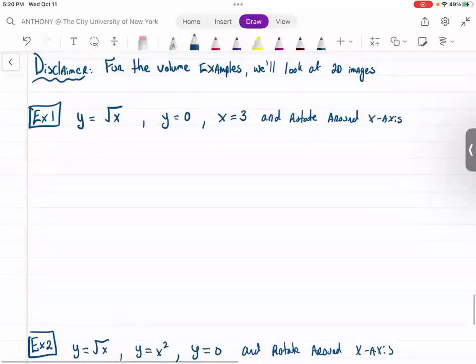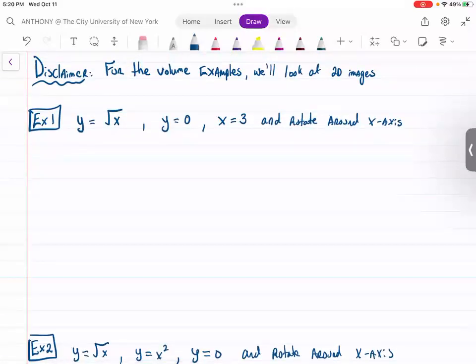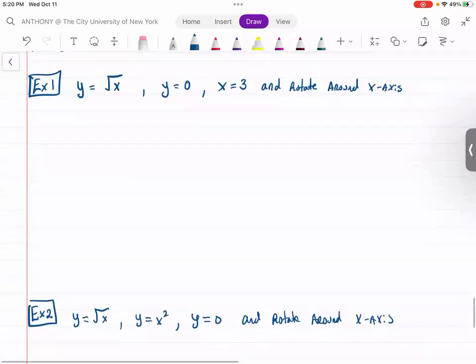All right, so just a quick disclaimer again, everyone. For the volume examples, I don't have enough time, so I will only work with the 2D images. I'll try my best to make the 3D image, but it's not going to look nice. I promise you, I'm not good at this part.